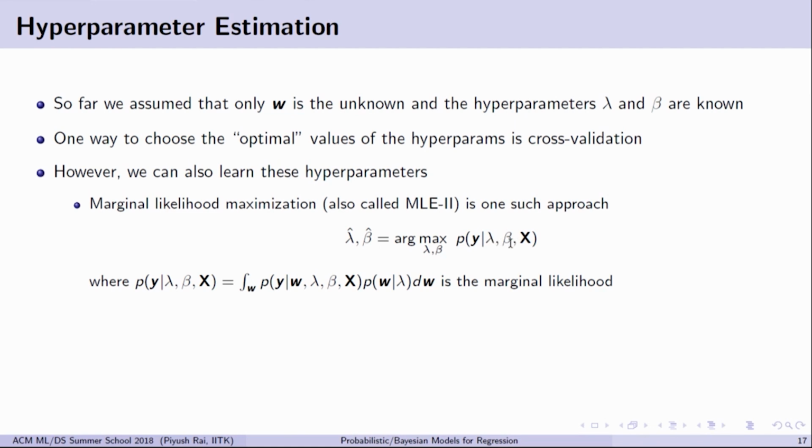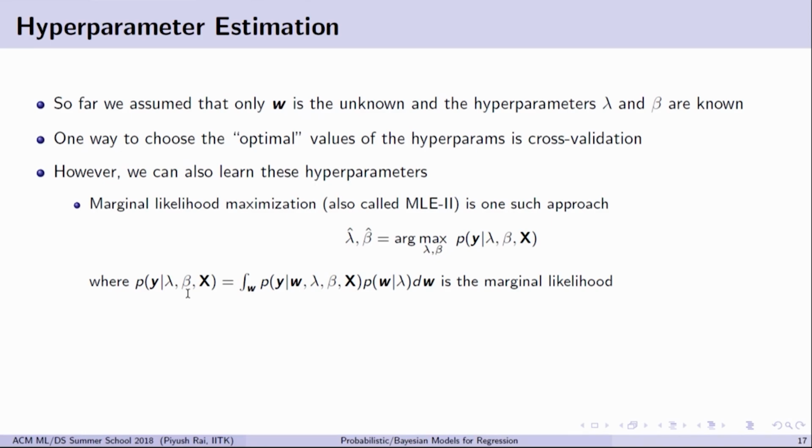So what will be the optimal lambda and beta? Well, the ones that maximize this probability, similar to a maximum likelihood estimation. But it's called maximum likelihood estimation of type 2 because this is not actually a likelihood. This is a marginal likelihood because we are integrating out W and we have this probability of y only as a function of lambda and beta. So this is one way of estimating the hyperparameters.